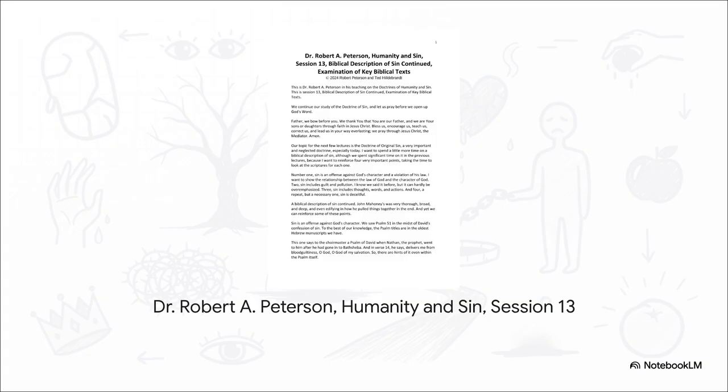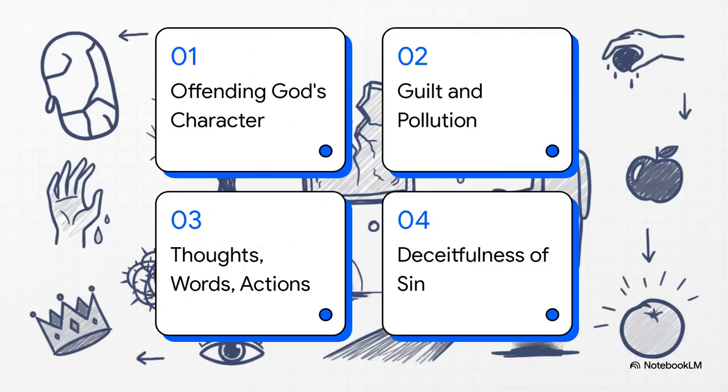So, our source material for this analysis is Dr. Peterson's Session 13 lecture document, which is titled Humanity and Sin. And just to be totally clear right off the bat, we're looking at this strictly as a descriptive framework. We are just neutrally mapping out how this specific lecture defines and categorizes sin from a biblical perspective, using the exact texts and historical logic that Dr. Peterson employs to make his points. Let's see how this builds.